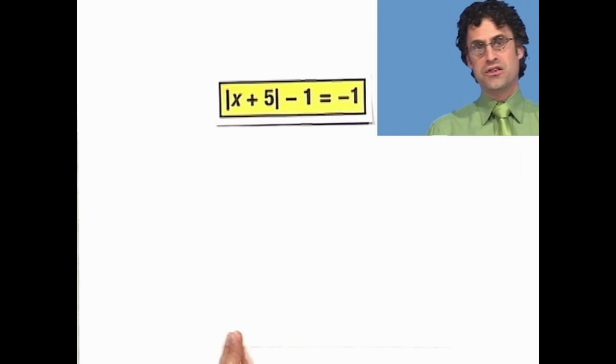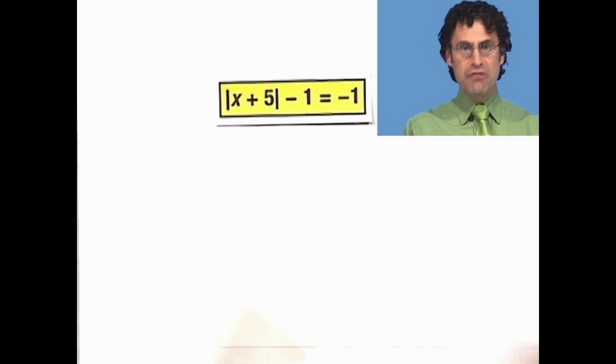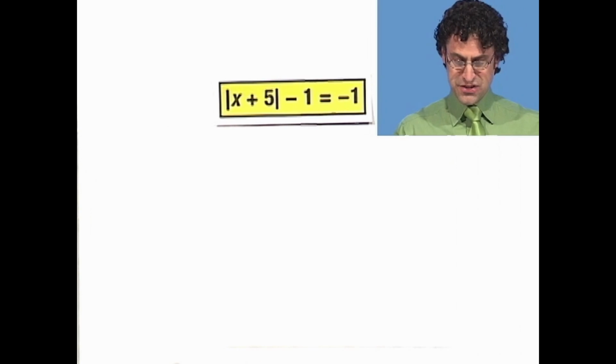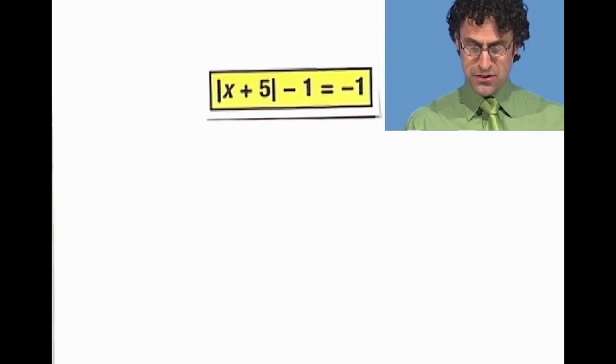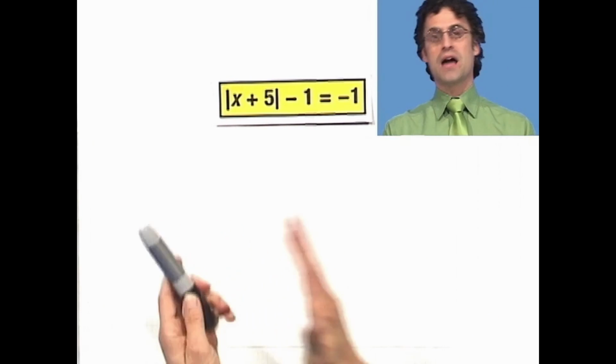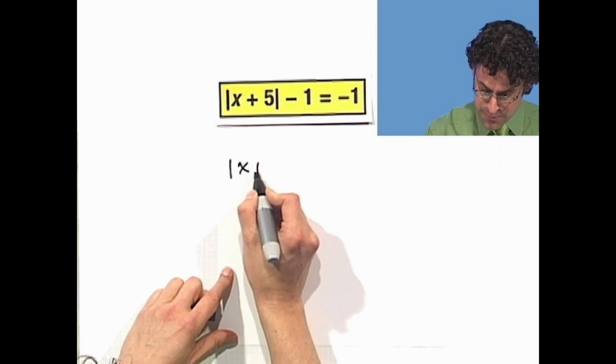So the first thing we try to do is to isolate the absolute value and have everything else on the other side. In this case, the way to accomplish that is to undo the subtracting of 1 by adding 1. But of course, if we do that on the left, we've got to do it on the right, because we want to keep everything balanced, everyone's happy.